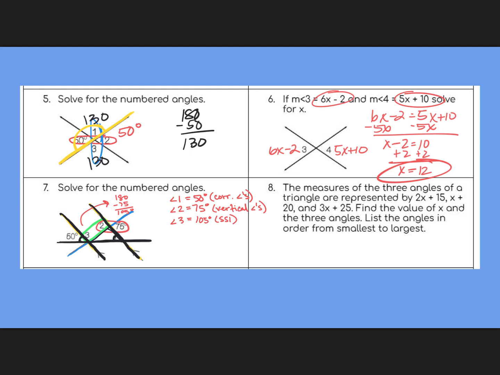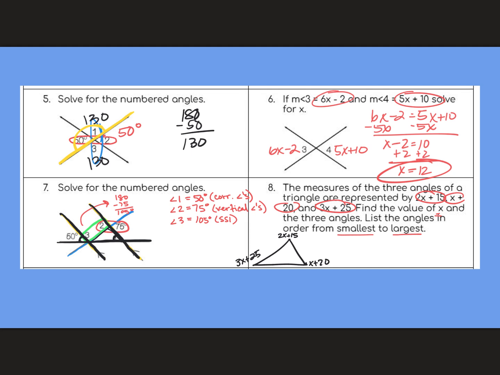Next up, the measures of 3 angles of a triangle are represented by 2x plus 15, x plus 20, and 3x plus 25. Find the value of x, and then find the 3 angles, but list them in order of smallest to largest. So in this case, we have a triangle where each of the angles is given to us as an algebraic expression. If I were solving this, I wouldn't have to draw this picture.